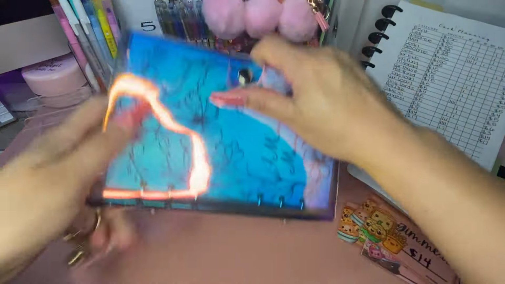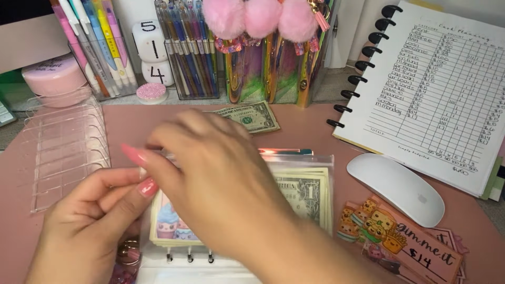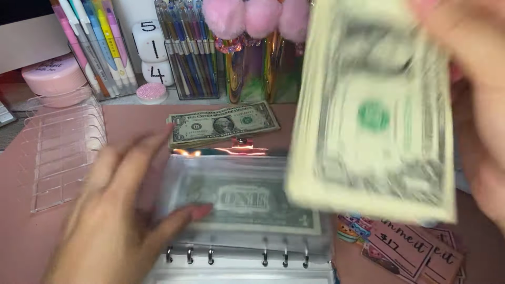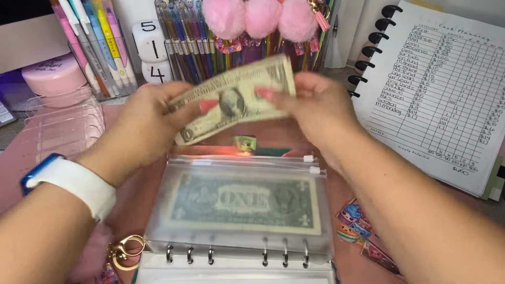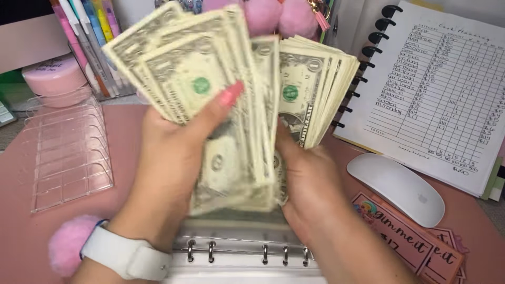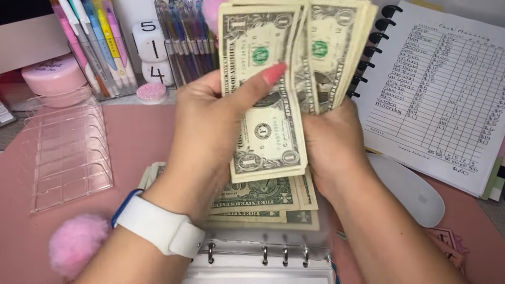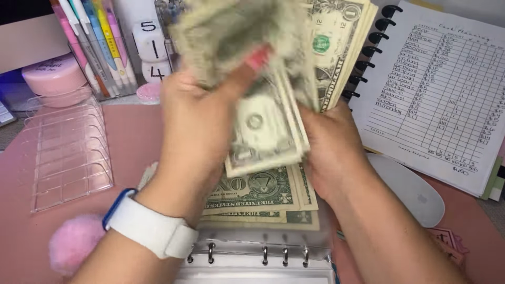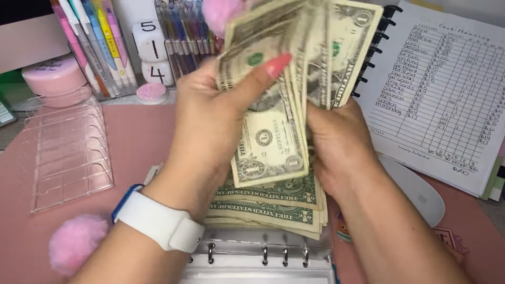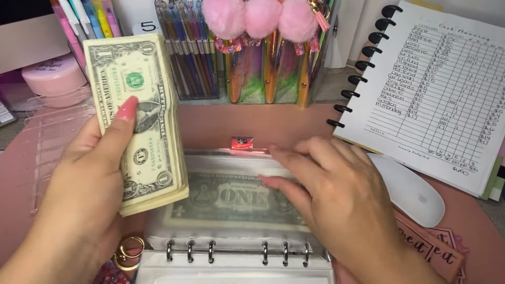1, 2, 3, 4, 5, 6, 7, 8, 9, 10, 11, 12, 13, 14, 15, 16, 17. Yay! And Mini Mondays, I had some money left over from my wallet, so I went ahead and put it in here. So for Mini Monday, we have 10, 10, and 10, for 31.